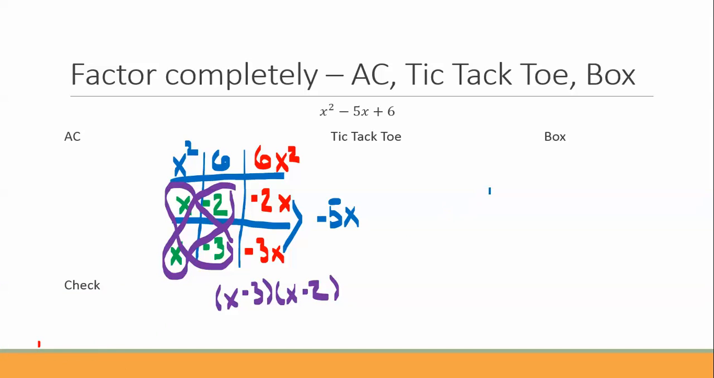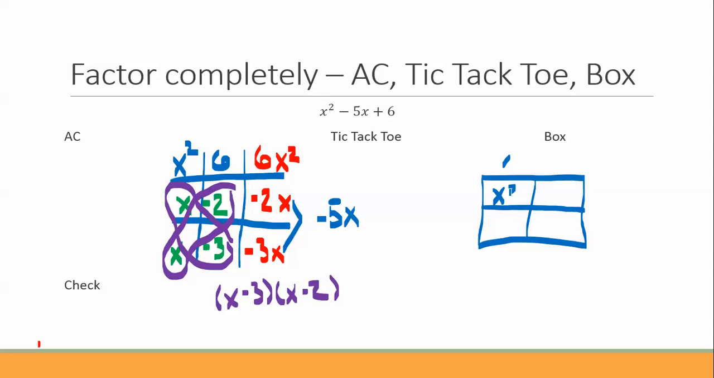And the last method is the box method. The box method is just basically putting in the things that you know and figuring out what these should be, like we did when we multiplied. You could also use algebra tiles to do this, which you should be able to do in class, and they'll show you how to do that in class if you want to learn that way.